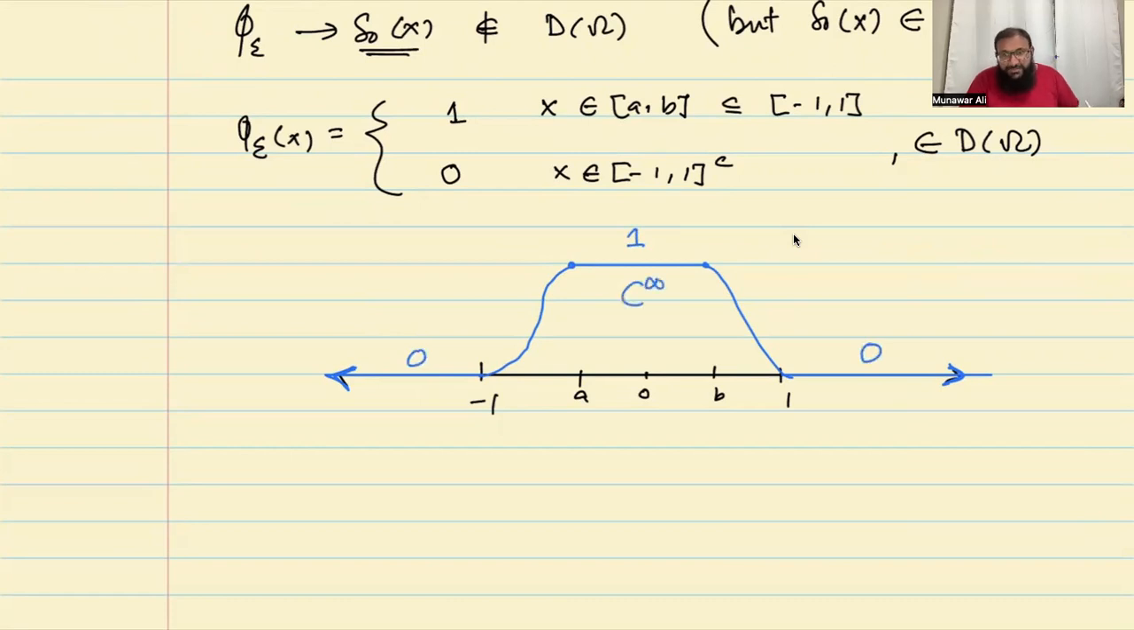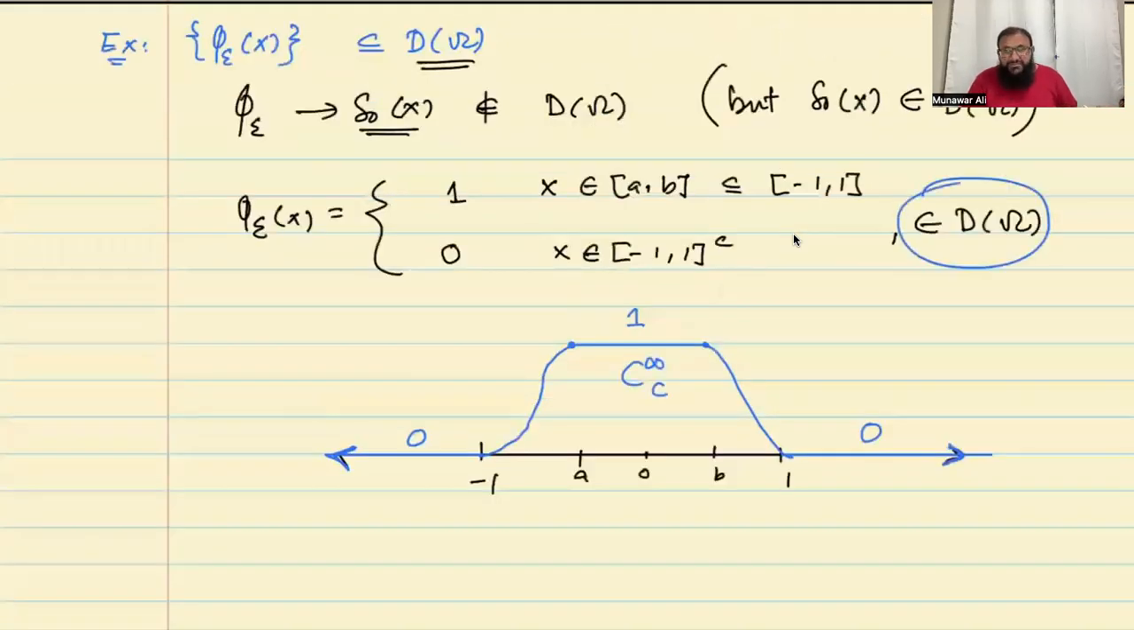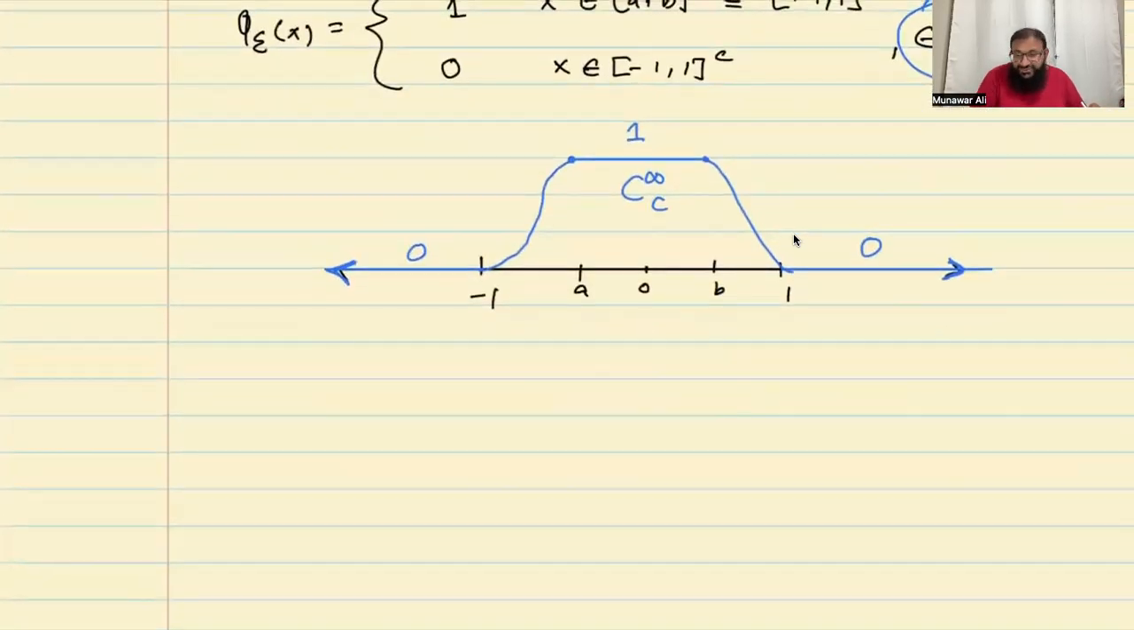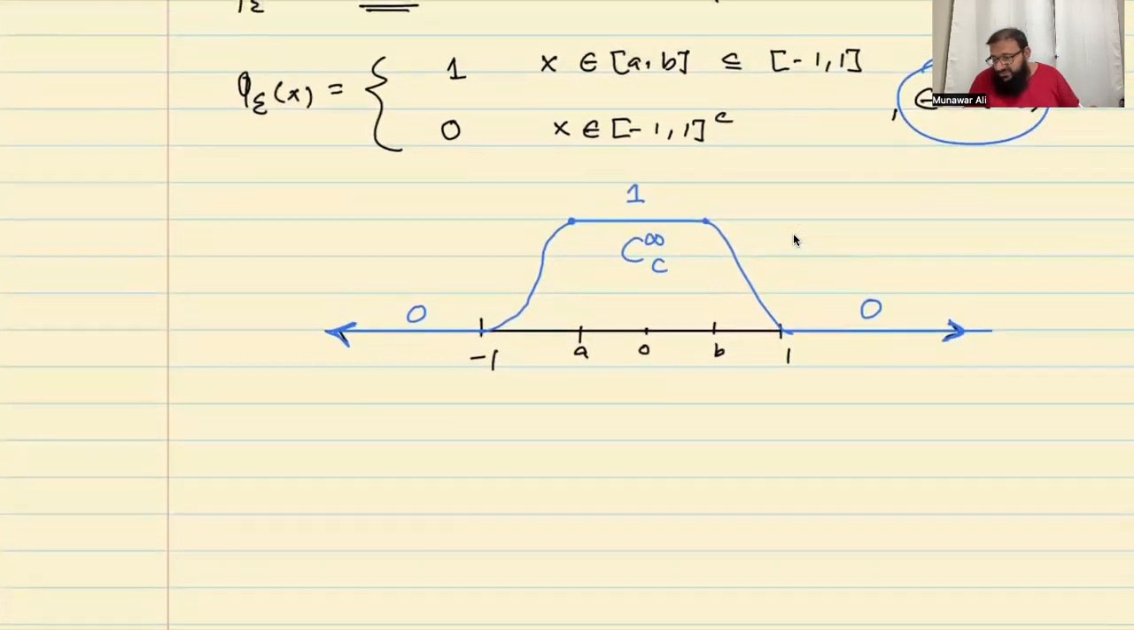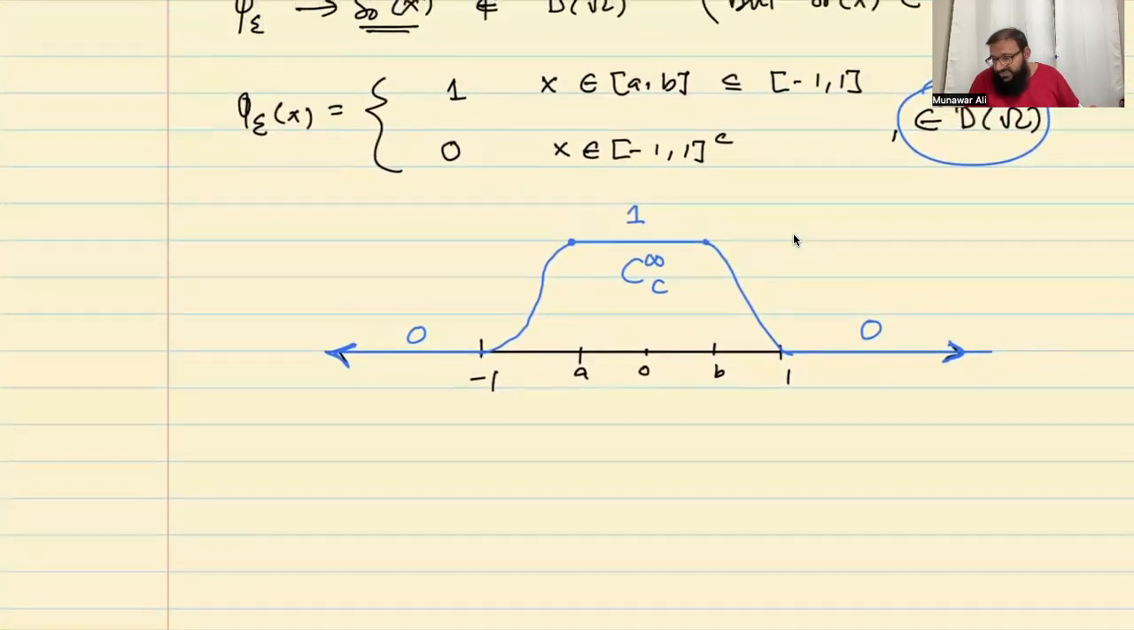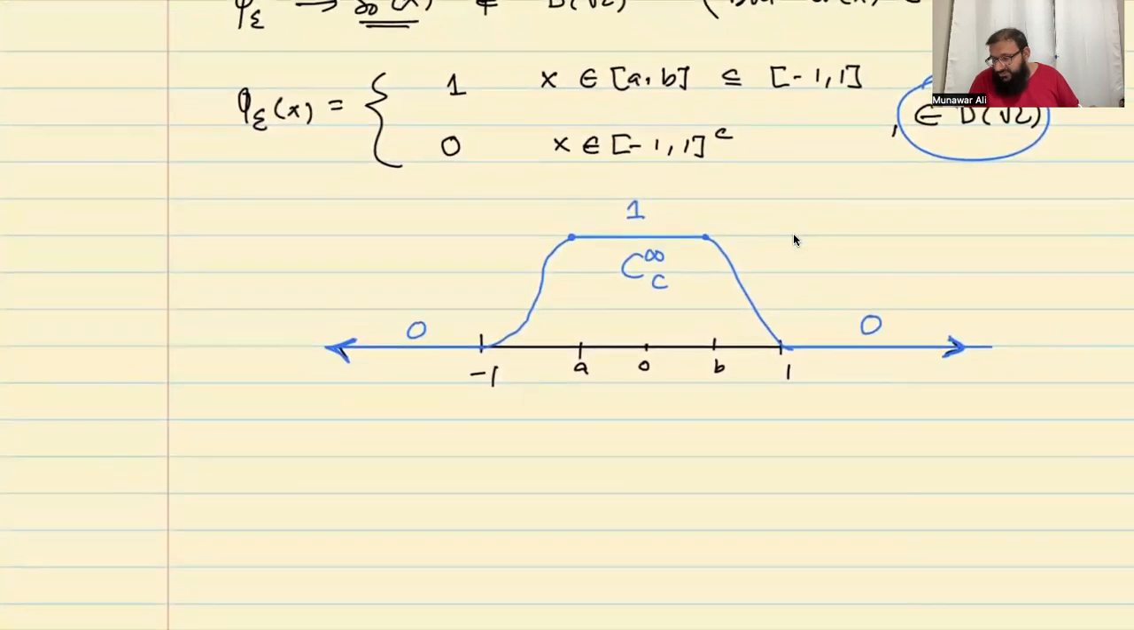Okay, 0, 0, and this function is C infinity. You can see it has compact support from -1 to 1. It is C infinity with a compact support. So it's a function from this space D of omega. That's true, it's from D of omega. But what is the limit of this when epsilon goes to 0? What happens when I take epsilon going to 0?